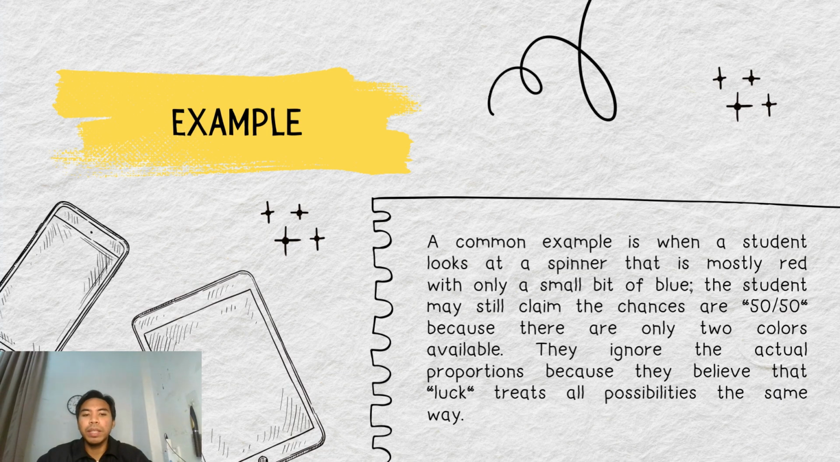A common example is when a student looks at a spinner that is mostly red with only a bit of blue. The student may claim the chances are 50-50 because there are only two colors available. They ignore the actual proportion because they believe that luck treats all the possibilities the same way.